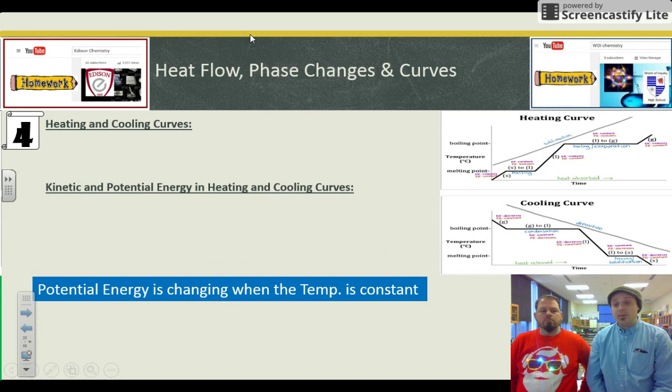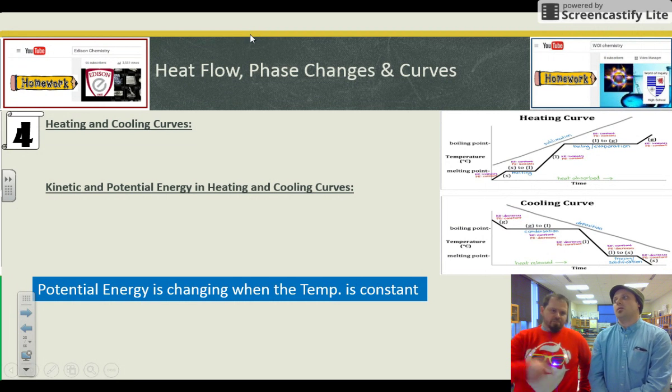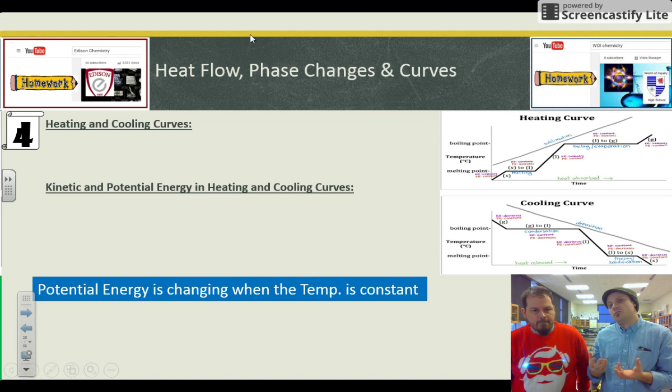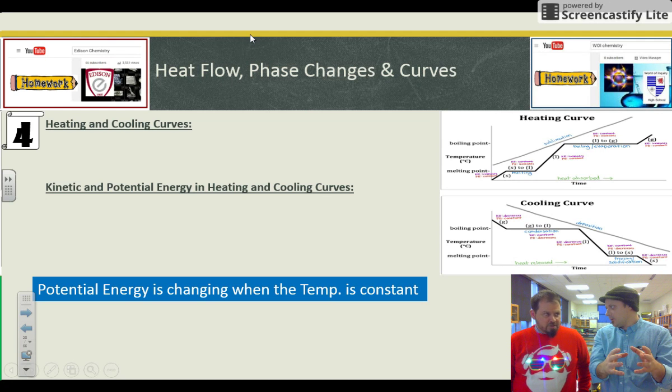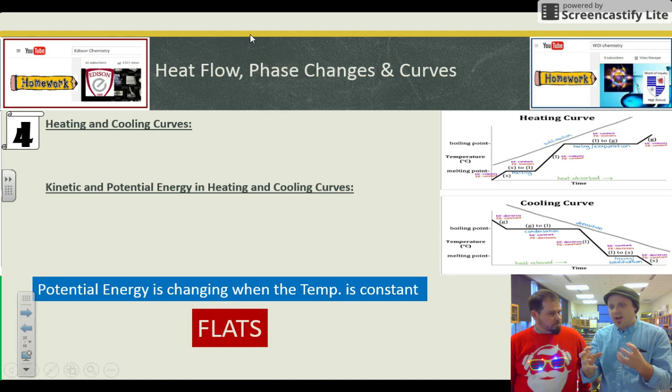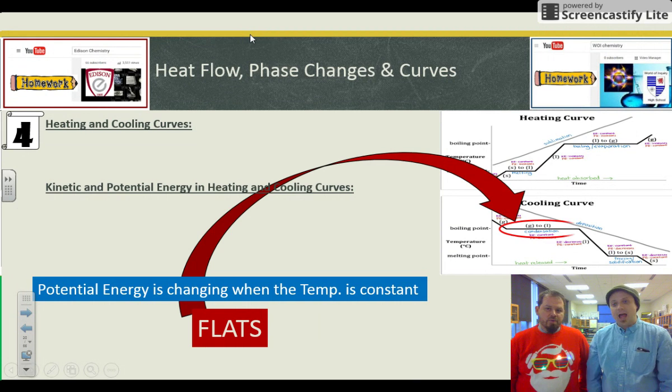Now potential energy is the opposite of kinetic energy. When kinetic energy is changing, potential energy is not. And when kinetic energy stops changing, but I'm adding heat, potential energy must be changing, because potential energy is the energy of position. It's the heat that we're adding in these portions where the phase is changing, going into changing the phase of matter from a solid to a liquid, like literally the position of molecules related to each other. They can't move any faster when they're trying to move apart. So this is where the flats are.